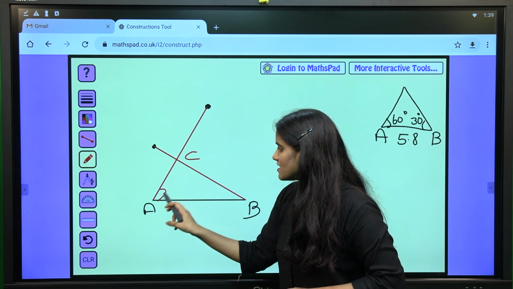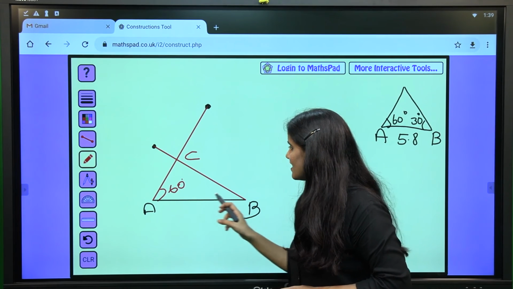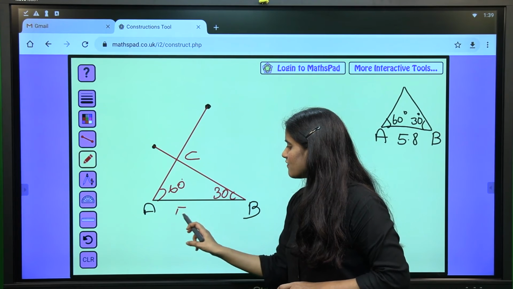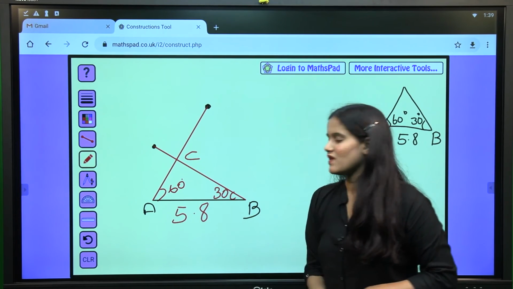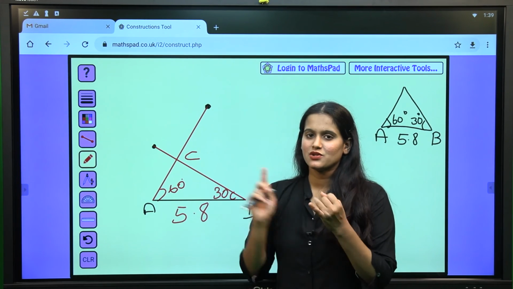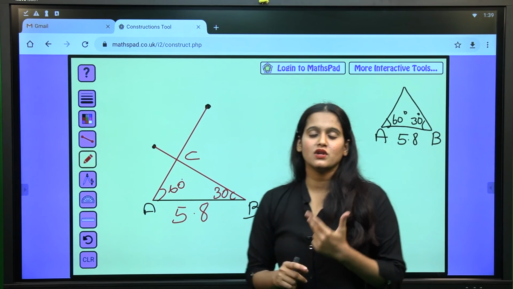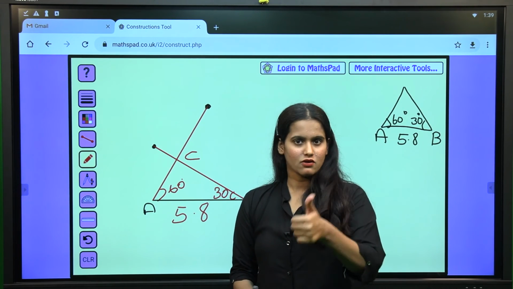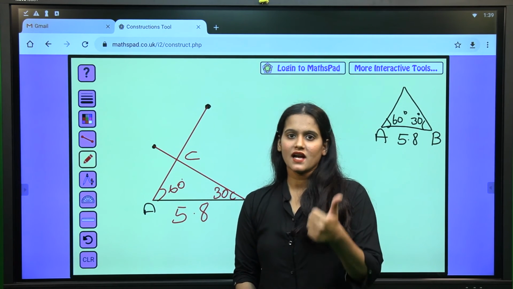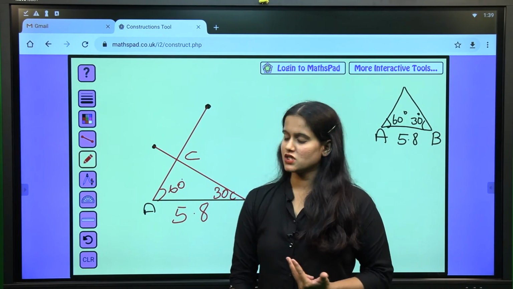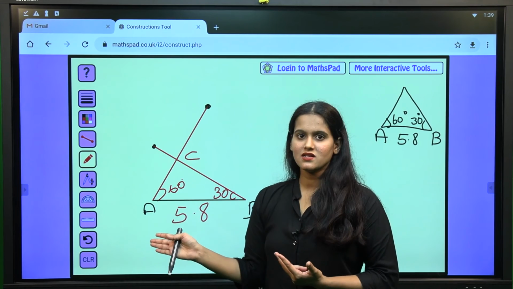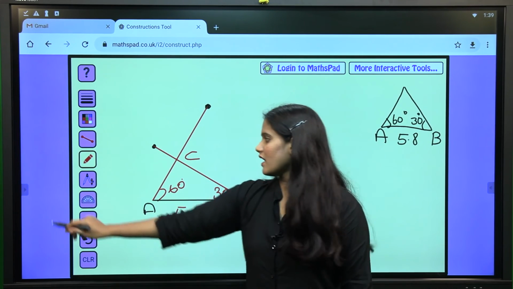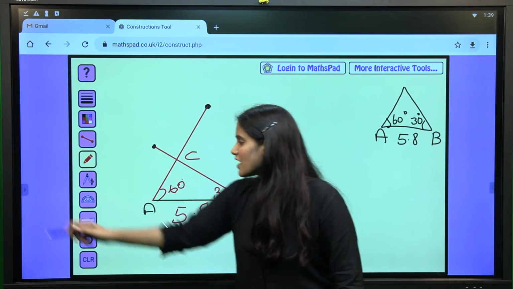So the angle here is 60 degree. Here the angle is 30 degree. And the measurement is 5.8 centimeter. That's it. With two angles and one side also we can do the construction of a triangle. So totally, if the 3 sides are given, you can do the construction. If 2 sides and one angle are given, then also you can do the construction. And if 2 angles and 1 side are given, you can also do the construction. Okay, this is how you can do the construction of a triangle.